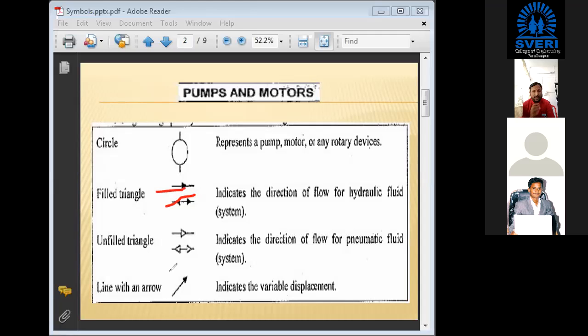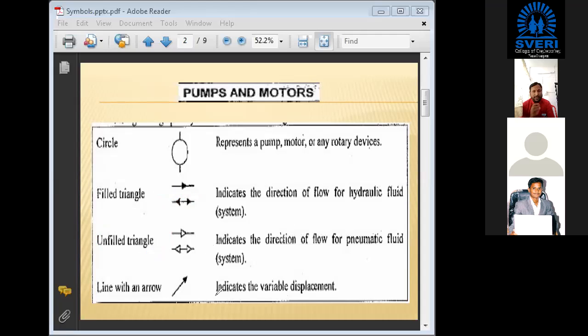And if you want to represent the direction of the flow for pneumatic fluid, then you have to take the unfilled triangle. Unfilled triangle, and its symbol you can see here. First is the unidirection. And second, if you have taken the unfilled triangle in both directions, that means the fluid is bidirectional, or in both directions.